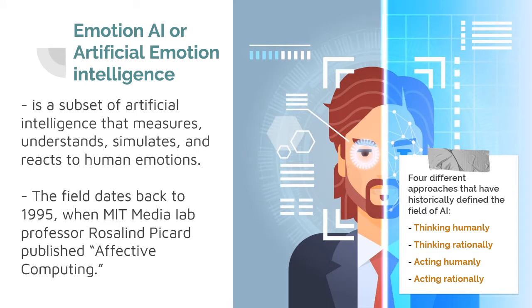So what is Artificial Emotion Intelligence? When computers can read emotions by analyzing data, including facial expressions, gestures, tone of voice, force of keystrokes, and more to determine a person's emotional state and react to it, we call this Artificial Emotion Intelligence.